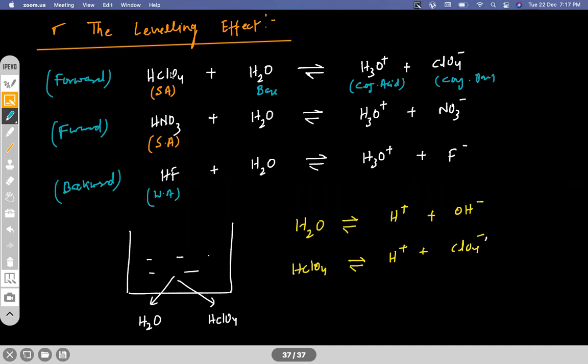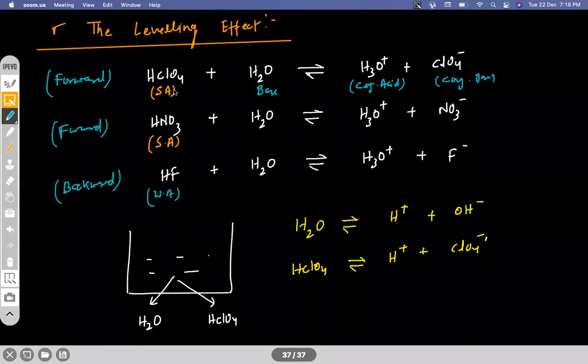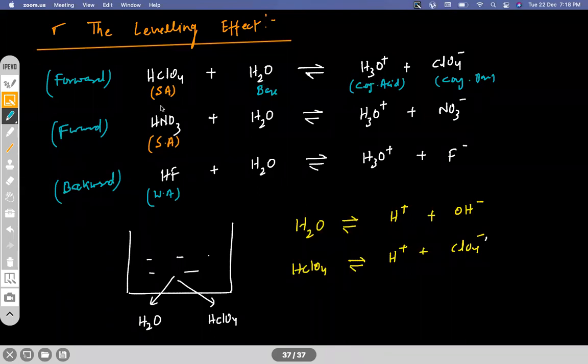Hence, we say that these two acids in aqueous solution, their strength becomes equal, and that strength becomes equal to the strength of a new acid that forms, which is H3O+, right? So these two acids of different acidic strength come to this equal strength of H3O+. This we call the leveling effect, because two different strengths of an acid come to the same level of acidic strength once they dissolve in water. So we call this the leveling effect of water. Two different acids, their strength becomes equal in aqueous solution, and that is equal to H3O+. This is called the leveling effect of water.